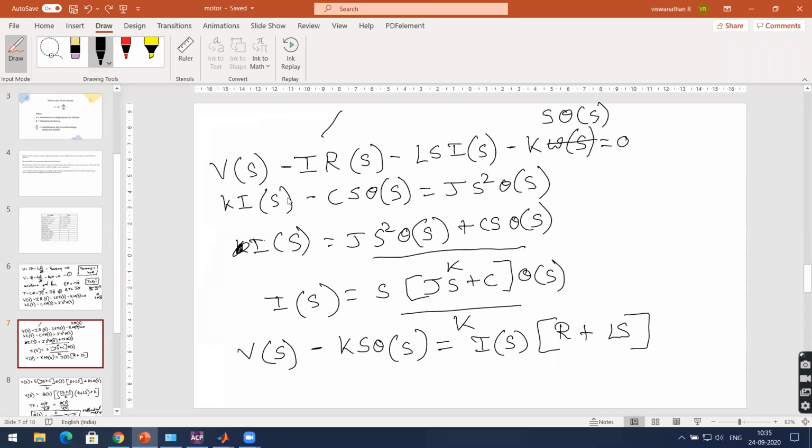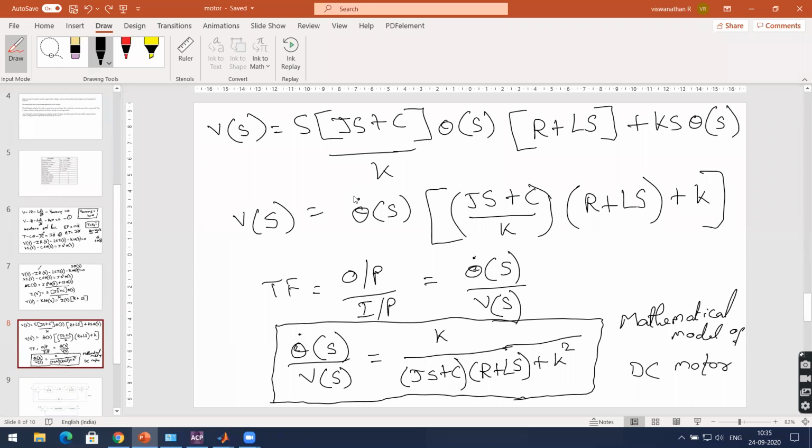Then you find what I of s is equal to, and substitute that. Bring it in the form of output by input. Output is the radians per second, input is the voltage. If you do that, you get this transfer function finally. So this is what we have done so far.